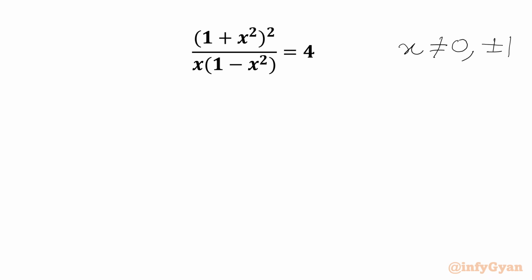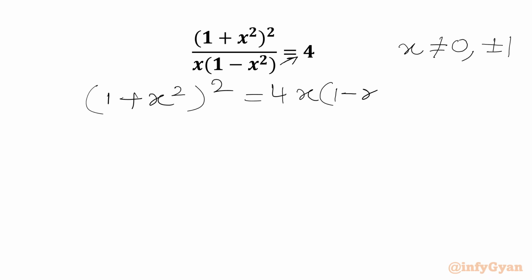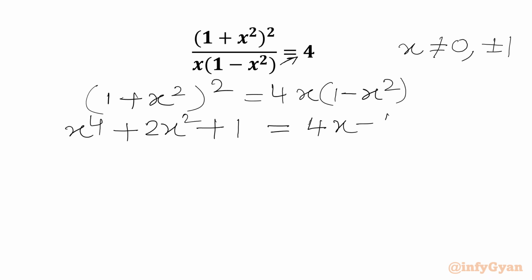Now we will cross multiply. So I will multiply denominator with 4 and I can write (1 plus x square) whole square. This will be equal to 4 times x times (1 minus x square). Now we will expand LHS. A plus b whole square formula we will use and we will write x power 4 plus 2x square plus 1 in LHS. And in RHS it is 4x minus 4x cube.